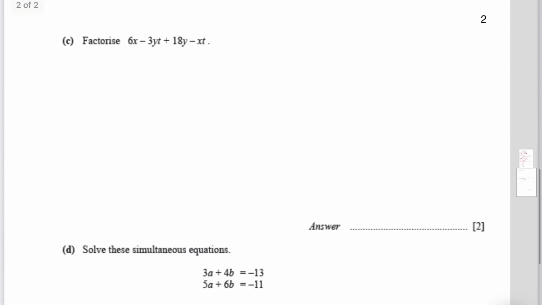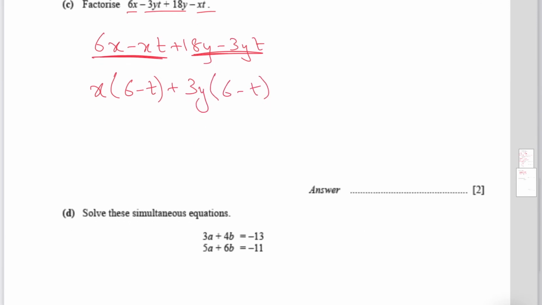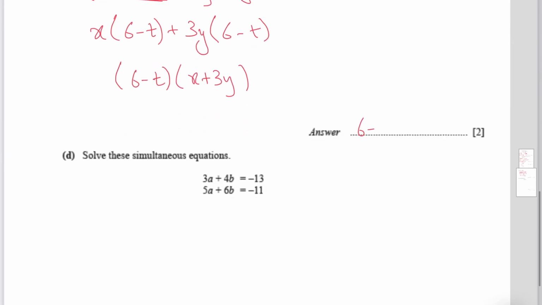The next part of the question says factorize 6x minus 3yt plus 18y minus xt. Now, in order to make this very simple, let's bring the 6x and the negative xt together and the y's together. So we write 6x minus xt plus 18y minus 3yt. Now we factorize this. If we factorize just this part, we take out the x from the equation, we are left with 6 minus t. And if we factorize this part, we take 3 and y out of the equation, and we're left with 6 minus t again. So the two factors that you're left with are 6 minus t and x plus 3y. So you write them over here, 6 minus t and x plus 3y.